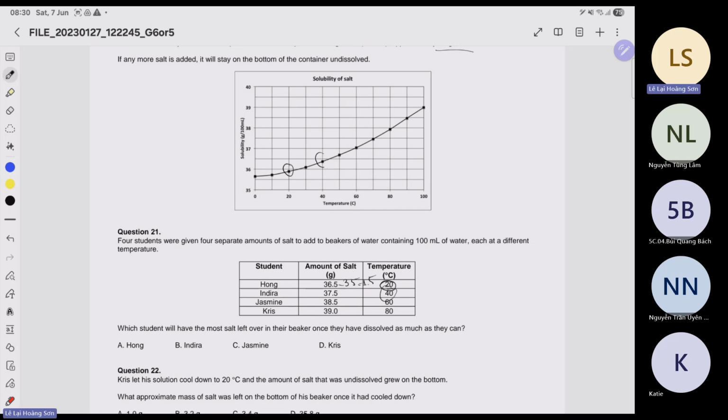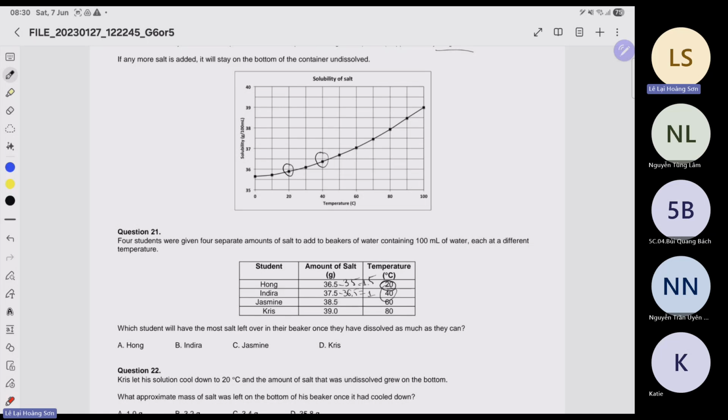This is almost 36.5. So 36.5, almost 36.5, is going to give you 1. Jasmine at 60 degrees Celsius. 60 degrees Celsius is here, and it is exactly 37.